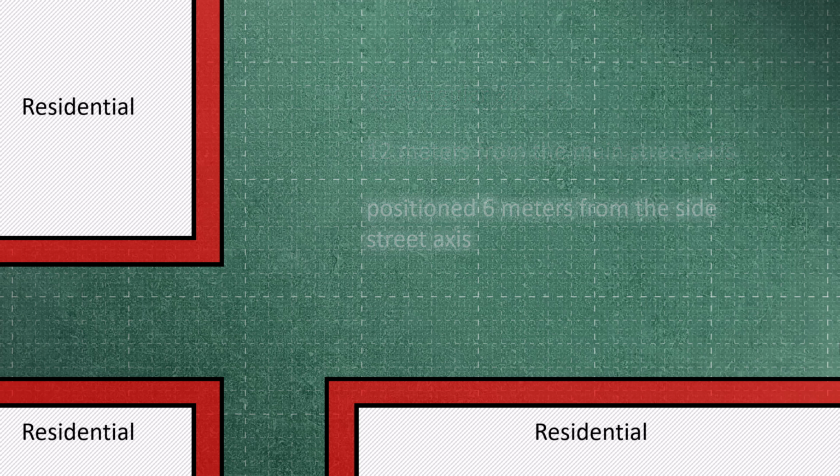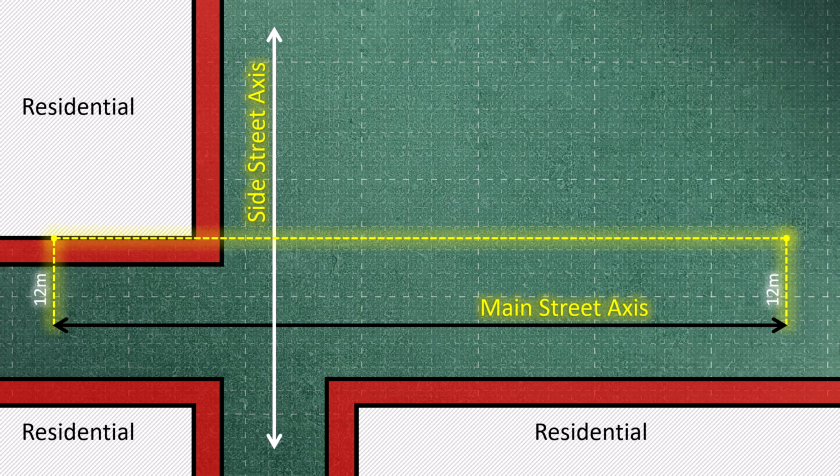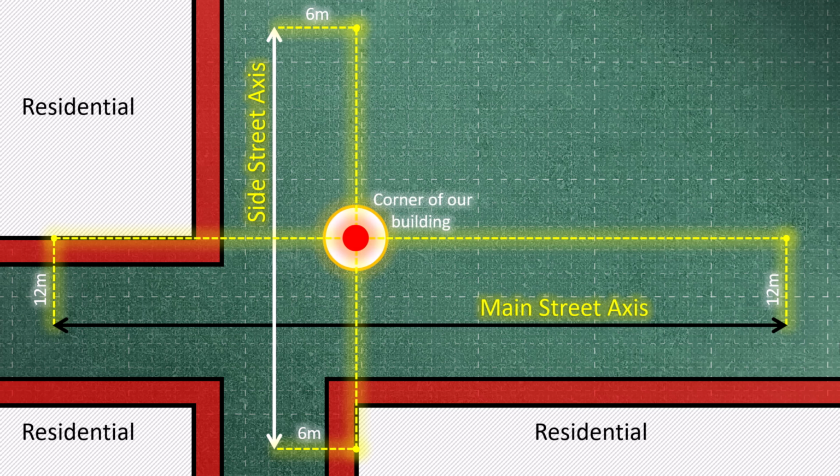Our first task will be to locate the axes of the main and side streets. Once identified, we will draw a line parallel to the main street at a distance of 12 meters from its axis. Next, we will draw another line parallel to the side street at a distance of 6 meters from its axis. The intersection of these two lines will mark one corner of our building.